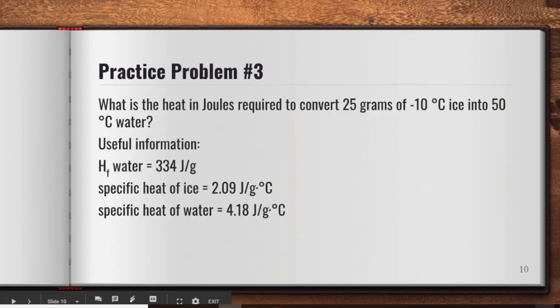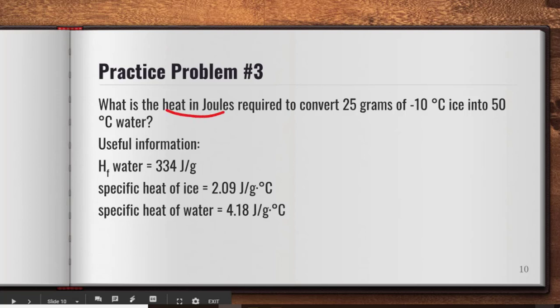All right, let's look at a problem that requires multiple sets of equations here. It says, what is the heat in joules required to convert 25 grams of negative 10 degrees Celsius of ice into 50 degrees Celsius of water? So if we take a look here, we've got quite a few things that are going on.